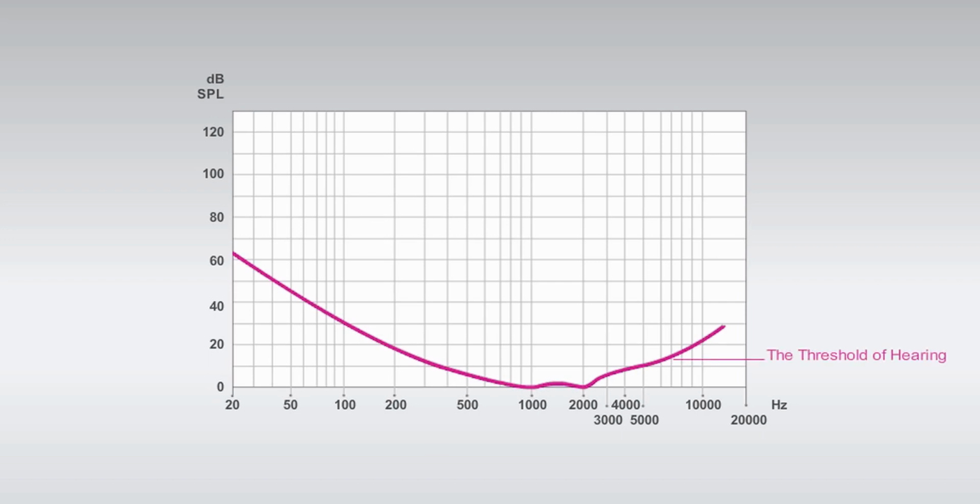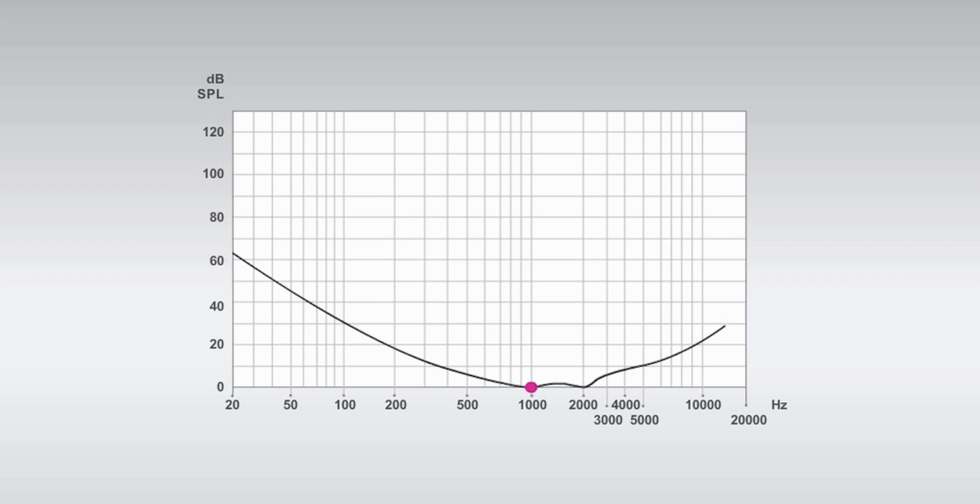As the graph shows, we are able to perceive very low levels in the frequency region from 500 to 4,000 Hz. Many speech sounds have these frequencies. In the low frequency region from 200 to 500 Hz, and in the high frequency area from 5,000 to 10,000 Hz, our hearing is less sensitive. This means that sounds need to have a higher intensity in order for us to hear them.